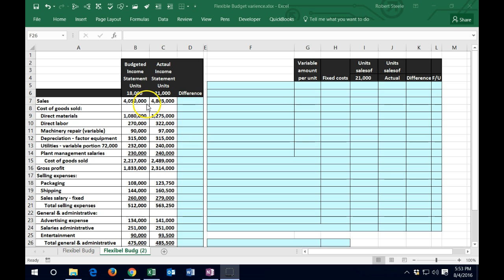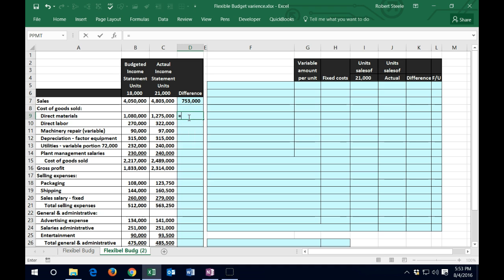So first of all, the budget over here was based on 18,000 units. We actually made 21,000. If we were just to compare what we budgeted to happen compared to what actually did happen, I'm going to take the actual number minus this number, and so there we have it. So sales, of course, is higher by 753,000. Now, that would be expected if we sold more units, then the sales would be increased.